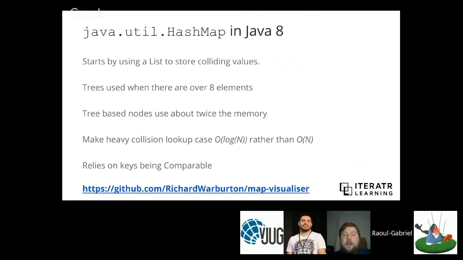So in Java 8 onwards, HashMap starts off using a linked list for storing the colliding values. And then when it's got over 8 elements, which is some magic number determined, one hopes, by benchmarking, it switches to a tree-based implementation. So it uses more memory, but what that means is if you get heavy collisions, you end up with an O(log n) lookup rather than an O(n) lookup.